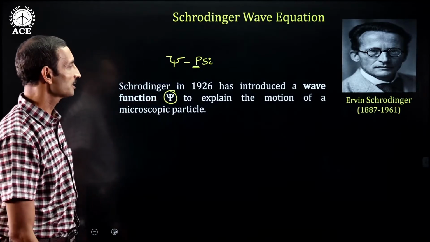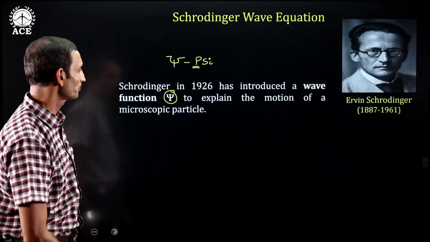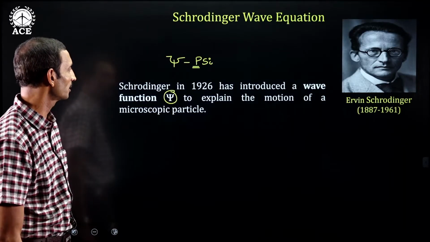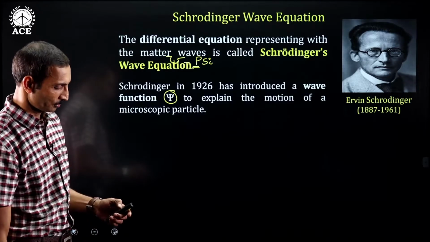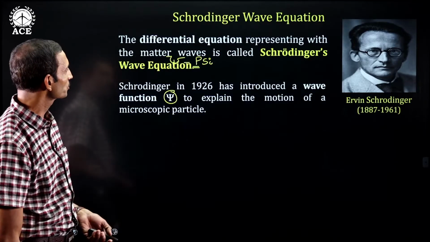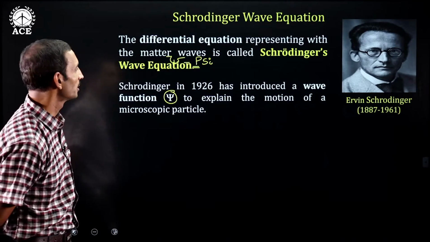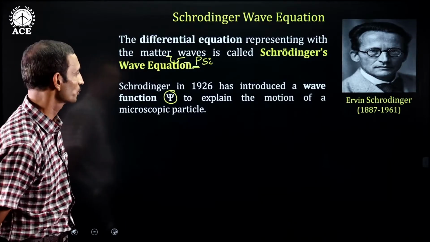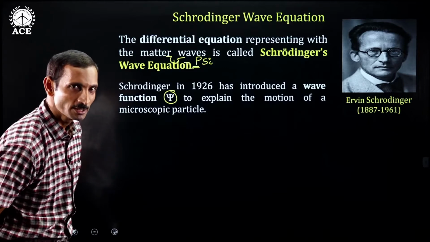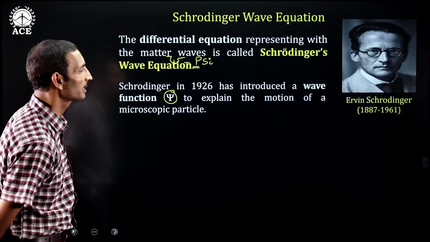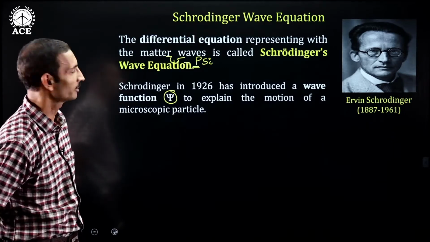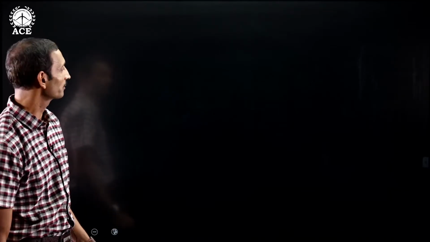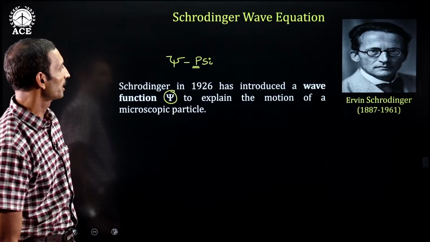Anyway, he introduced this psi, which is going to explain the motion of a microscopic material particle. Right? So what is the Schrodinger equation? The differential equation representing the matter waves is called the Schrodinger equation. We're going to get that differential equation. We're going to derive it. So regarding the matter waves is what we call the Schrodinger wave equation.